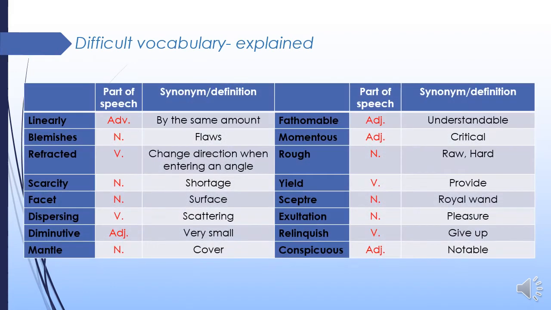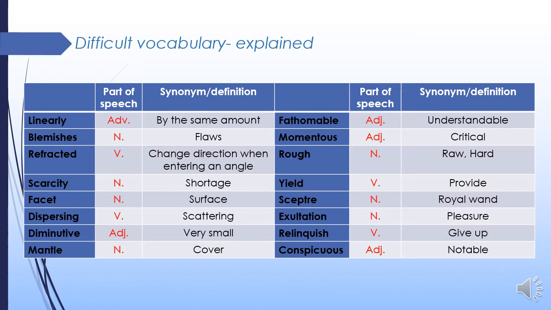Difficult vocabulary. Each word with its part of speech, synonym and/or definition. Linearly is an adverb and it means by the same amount. Blemishes, plural noun, and it means flaws or defects. Refracted is a verb and it means to change direction when entering an angle. This is what happens to light when it enters the diamond. The light hits a couple of angles inside the diamond and it changes its direction upwards.